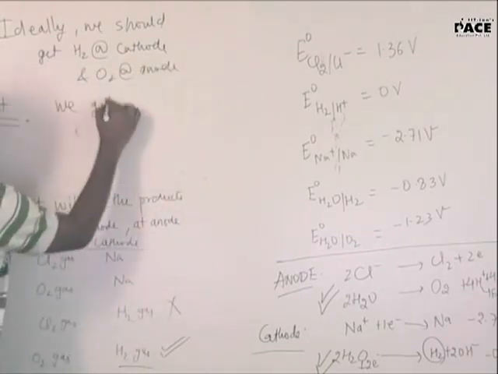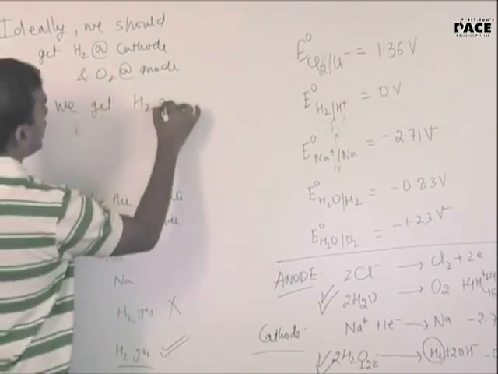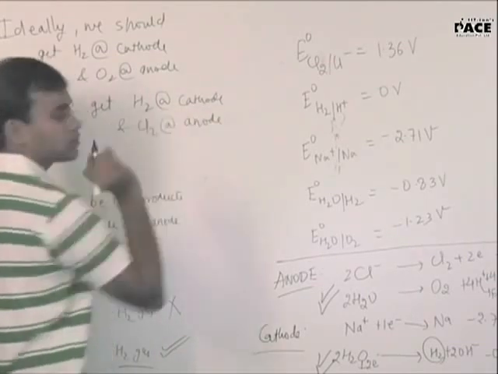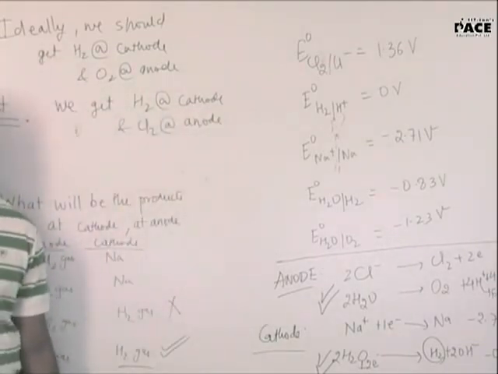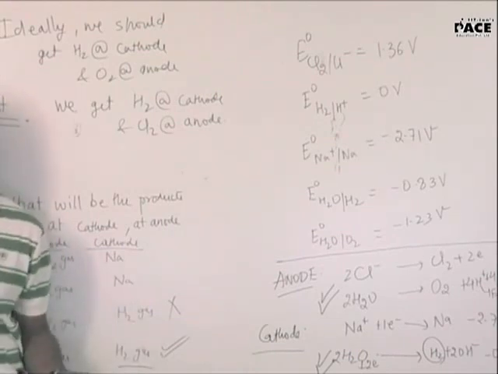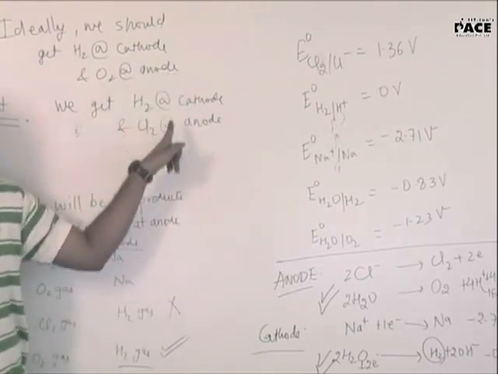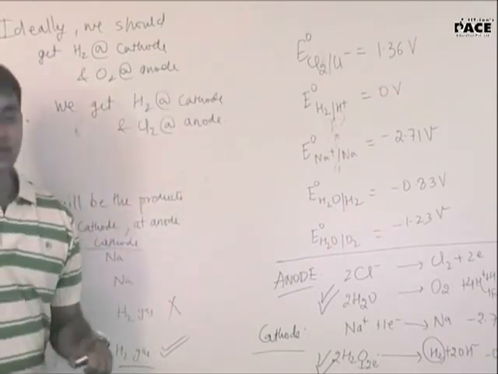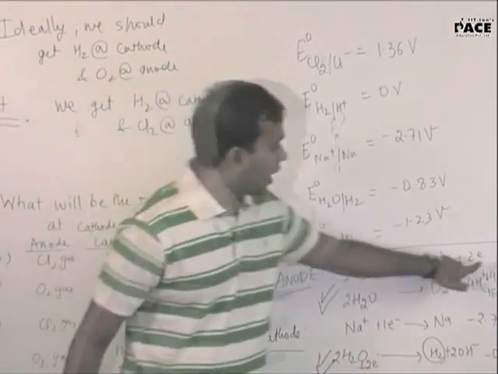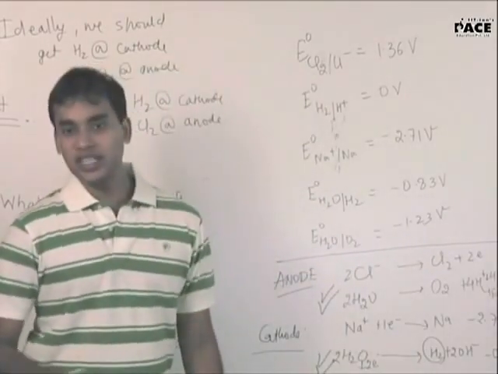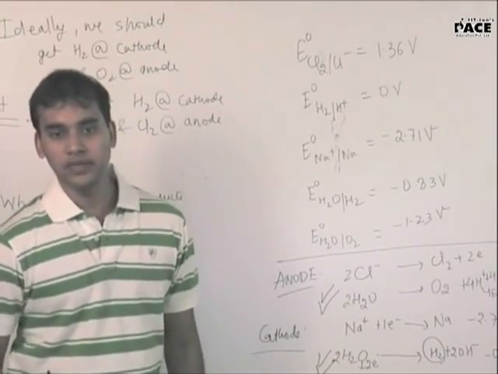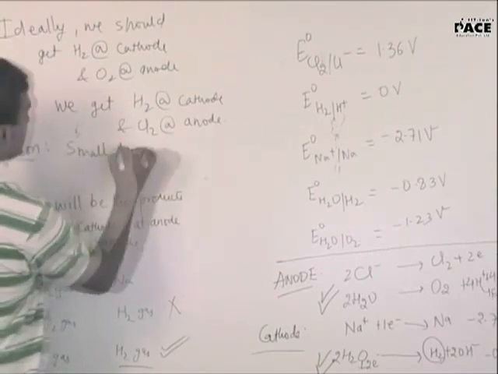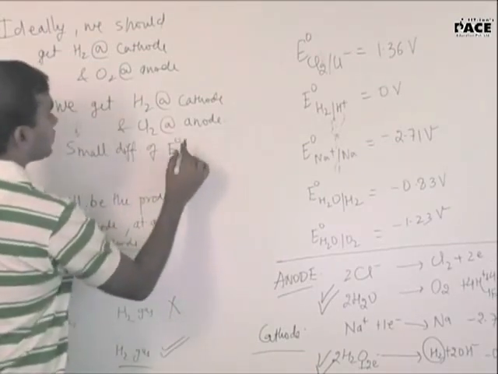But we get H2 at the cathode and Cl2 at the anode. Why? Now this is a question which is asked. Ideally you should get this, but you get this. At the cathode again you get hydrogen, but at the anode you get Cl2. The reason is, if you see these values, -1.36 and -1.23, it is not much of a difference, right? So the reason is a small difference of E0 values.